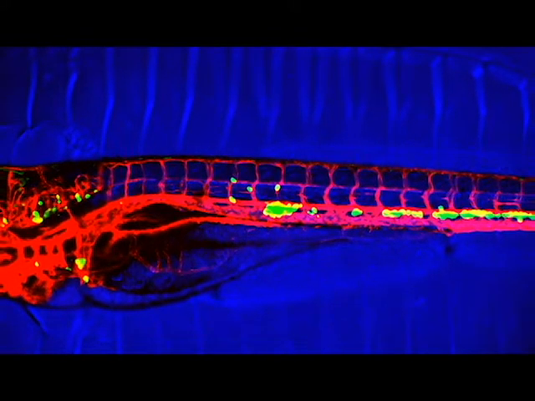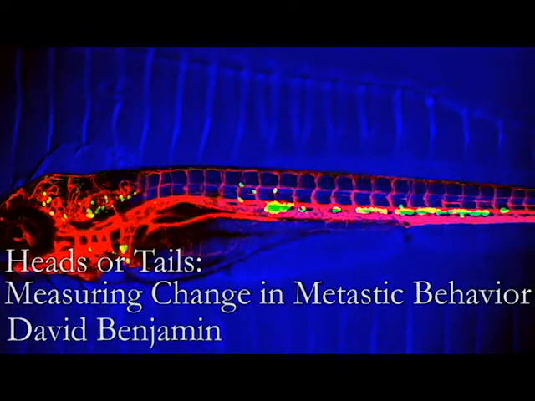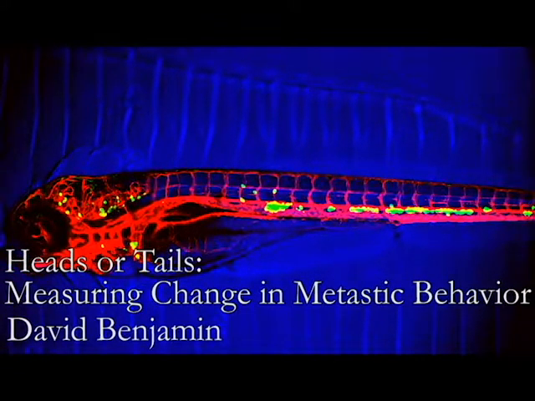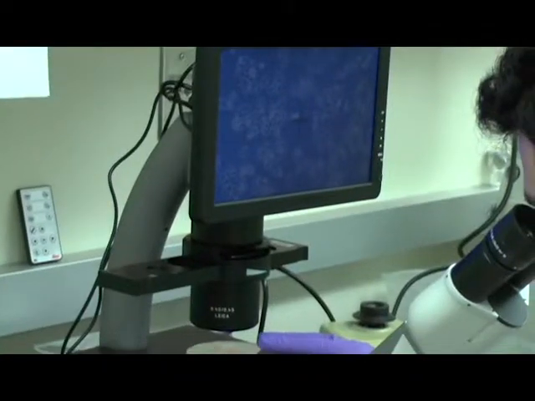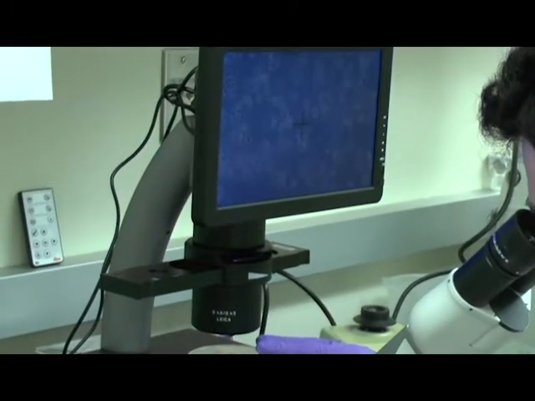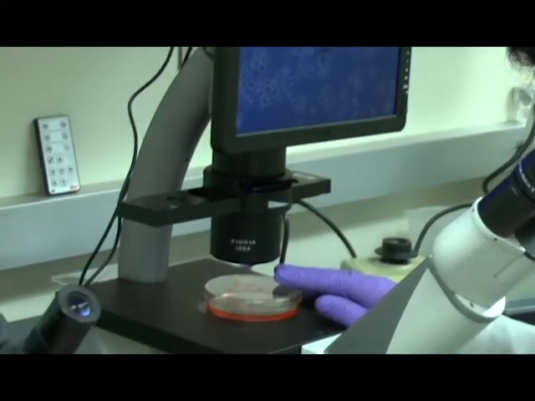Hi, my name is David Benjamin, and I'm a grad student in the Heinz Lab at the Koch Institute here at MIT. And I work on using zebrafish to model metastasis. Metastasis is when tumor cells leave a primary tumor, which is where cancer originates, and spread to other organs throughout the body. Metastasis is the overwhelming cause of cancer mortality.